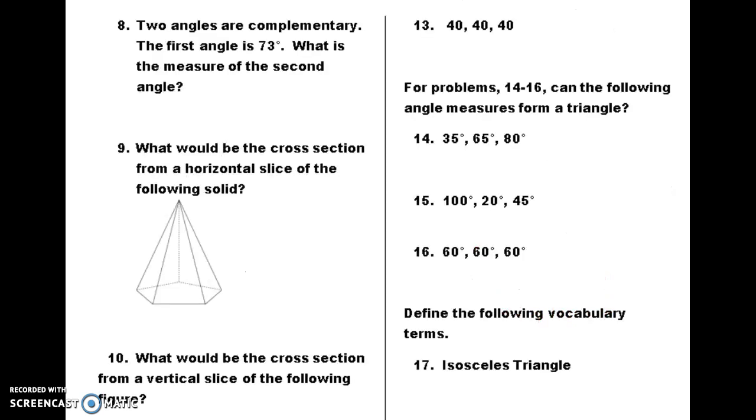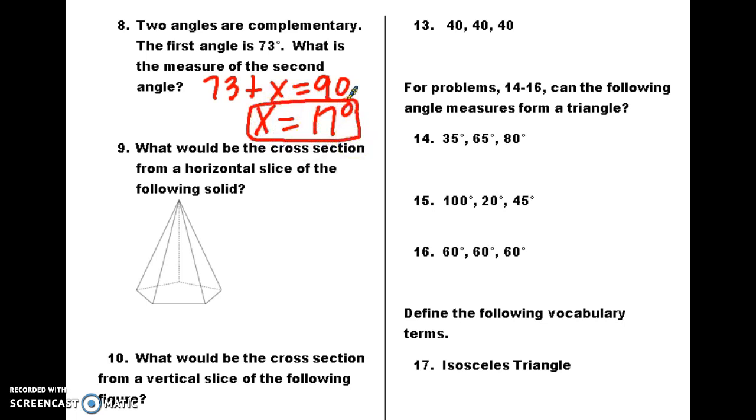Number 8, 2 angles are complementary, which means when you add them together, they equal 90 degrees. The first angle is 73. What is the measure of the second angle? So 73 plus x equals 90. I'm going to subtract 90 minus 73, and the second angle is 17 degrees.